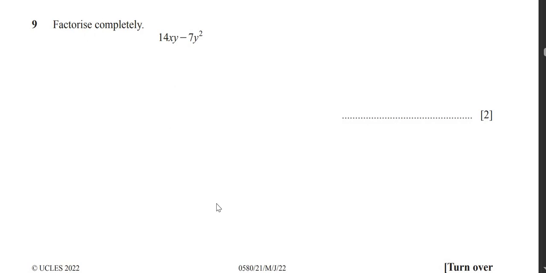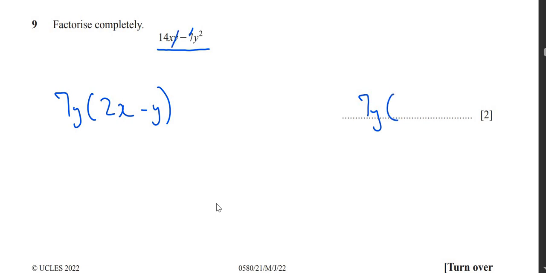Next question, we have to factorize this completely. So again, take common, 7y is common. So 7y, because 7 is common in both 14 and 7, and then we have y, we took out y as well. What remains? 14 divided by 7 is 2x minus 1y.